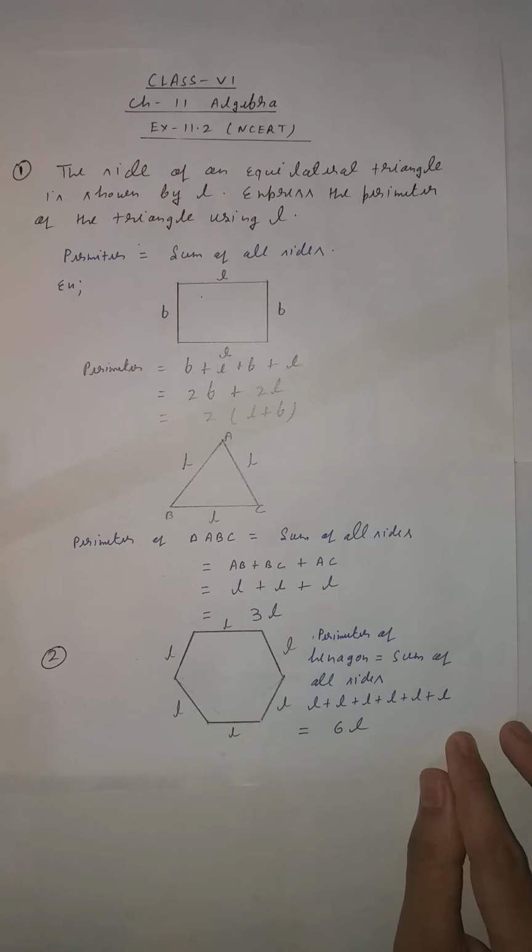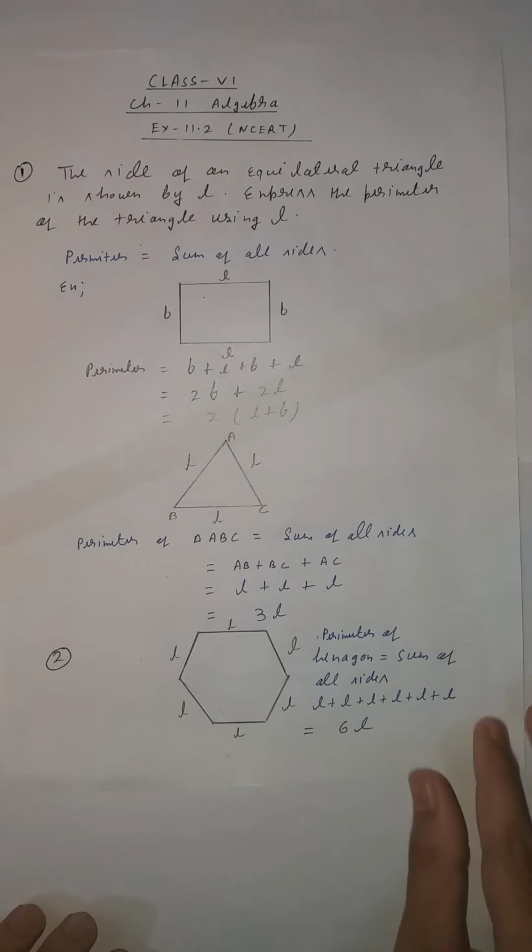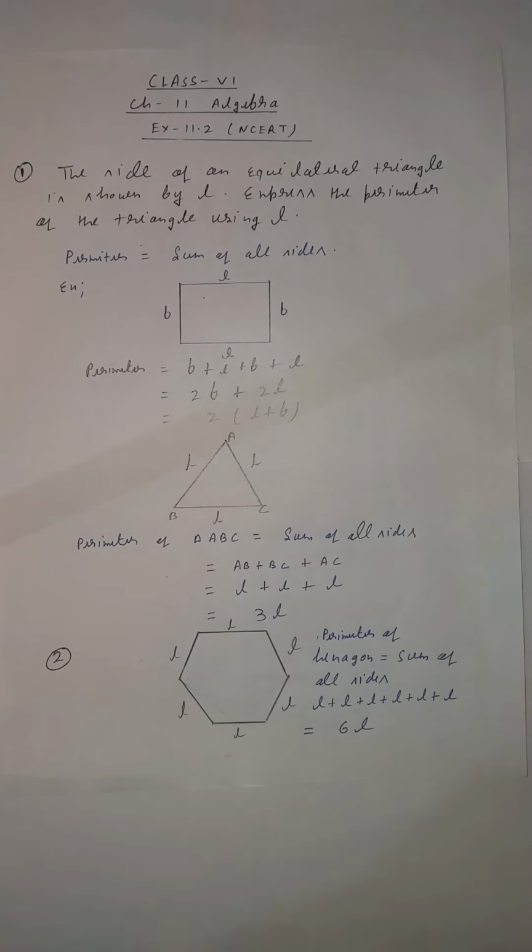What is the conclusion, student? If you have to find out perimeter, you will add all the sides. Clear students? Now come to question number 4. Third you will do yourself because it is based on the same pattern. Fourth question is given what? In the fourth question, first it is given a circle.